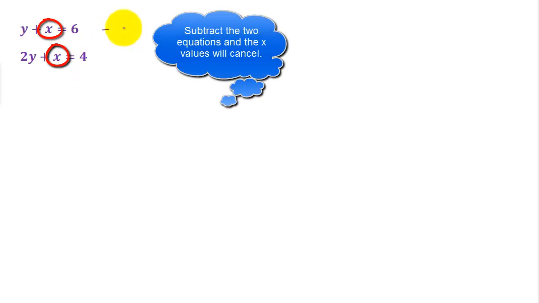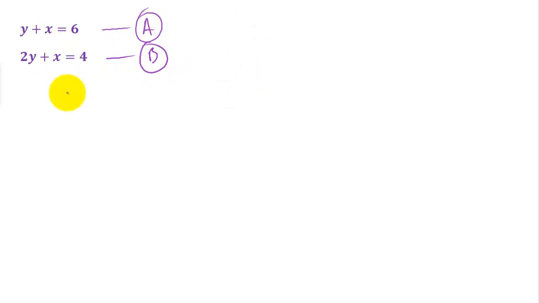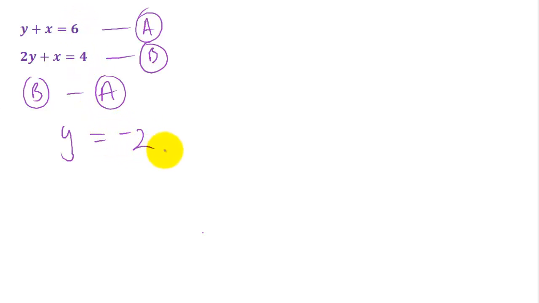So let's do that. This is equation A, this is equation B. So I'm going to do equation B minus equation A. Take the y away from the 2y, leaves me y. Take the x away from the x, leaves me nothing. 4 minus 6 leaves me minus 2, and I found my y value.